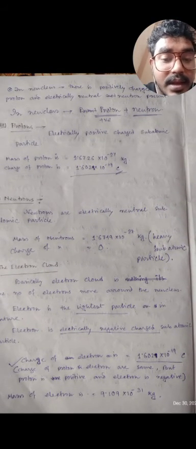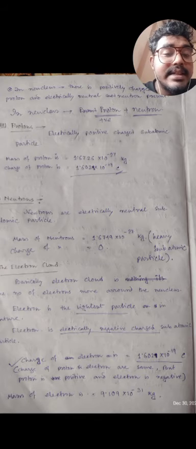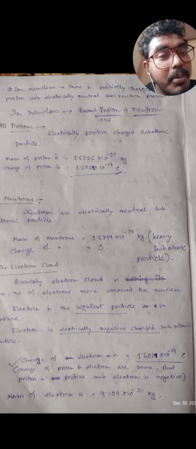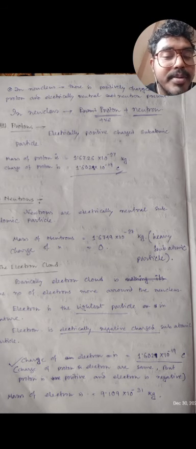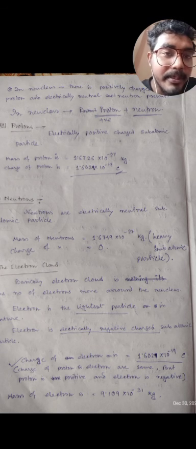The electron is an electrically negatively charged subatomic particle, whose charge is the same in magnitude as the proton, but it is negatively charged and the proton is positively charged. What is the value of the charge of the electron? The charge of the electron is 1.602 into 10 to the power minus 19 coulomb.